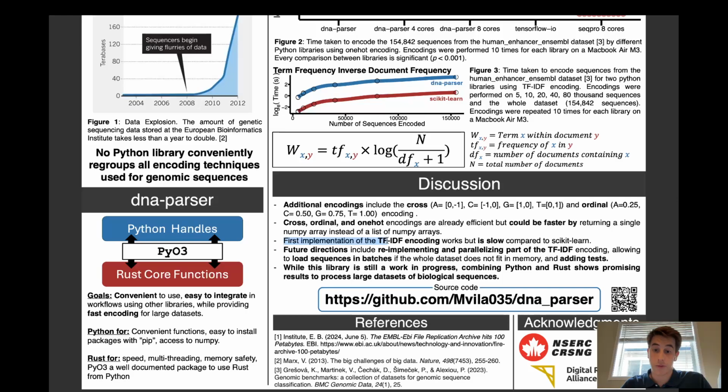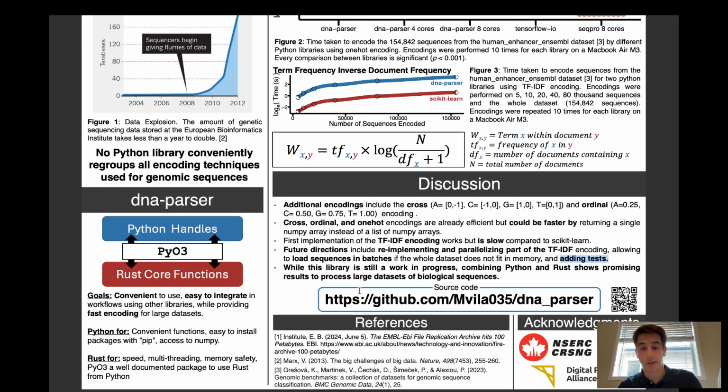The first implementation of the TF-IDF encoding, as I just said, worked, but is also slow compared to scikit-learn, which is why, as the next steps in the project, I would like to re-implement the TF-IDF and also try to parallelize part of it, which I believe hasn't been done by scikit-learn yet. Other ideas also include implementing a way to load sequences in batches if the whole data set does not fit into memory, and then adding a folder with some tests.